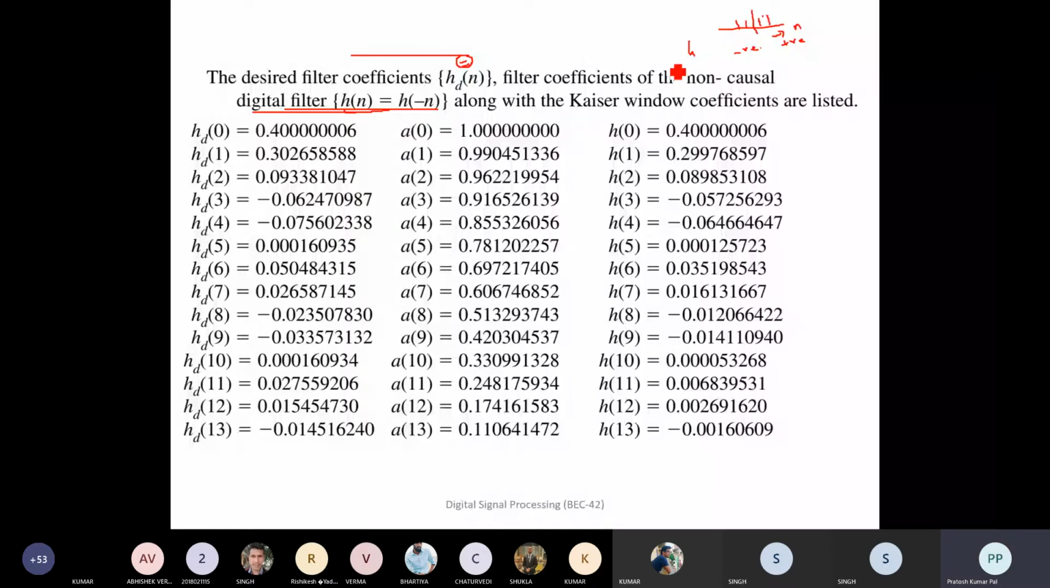Okay, and along with that we will be finding the Kaiser window coefficients, that is a0, so these coefficients we will be finding out with the equations that we have studied in the class.